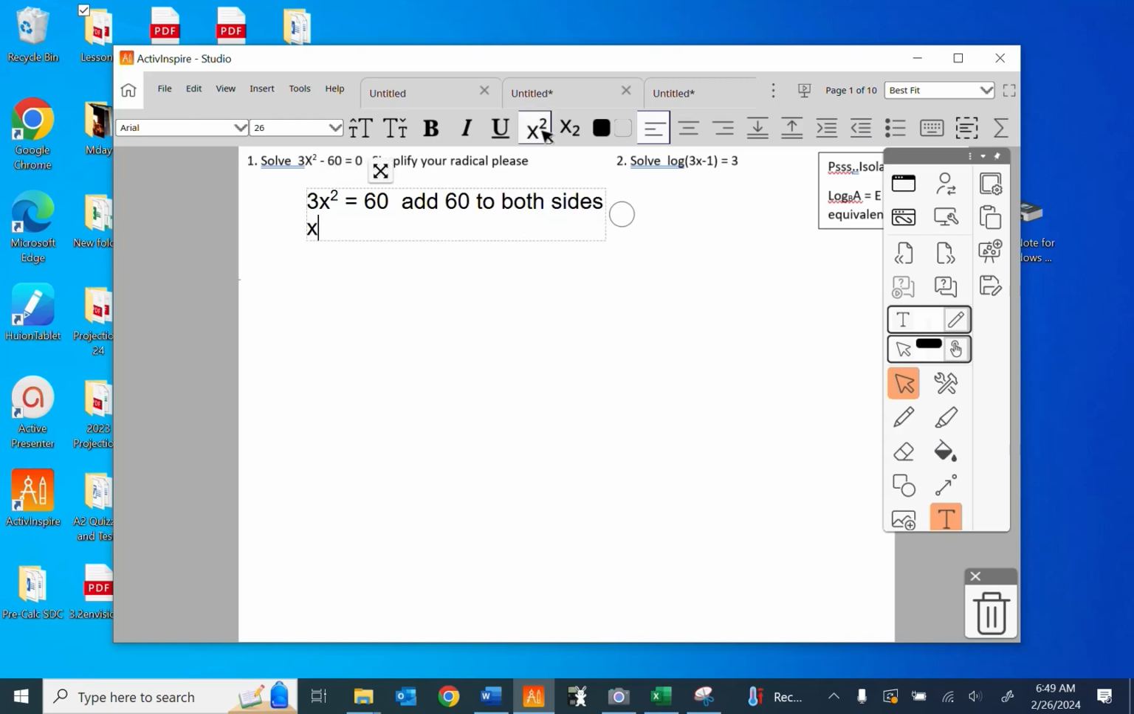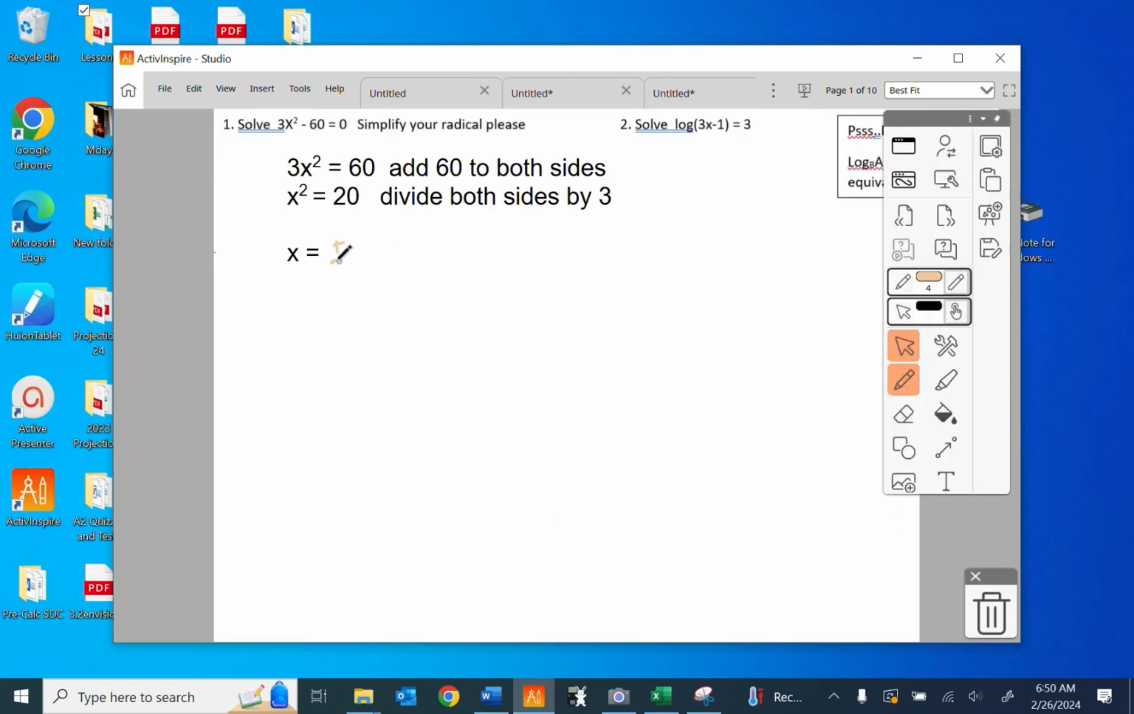The next thing I would do is divide out that 3. Divide both sides by 3. And the next thing I'd do is take the square root. So x is going to be plus or minus the root of 20, because I square rooted both sides.